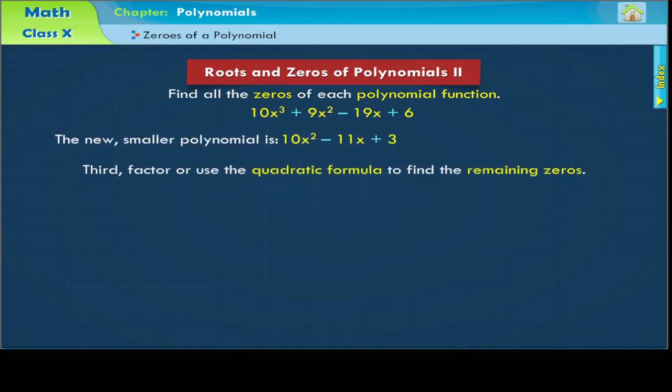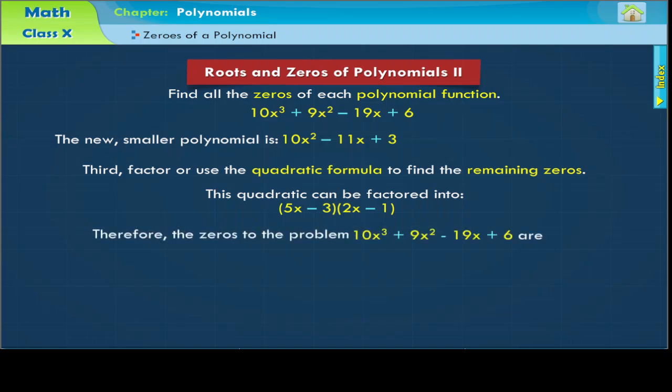Third, factor or use the quadratic formula to find the remaining zeros. This quadratic can be factored into 5x minus 3, 2x minus 1. Therefore, the zeros to the problem 10x cubed plus 9x squared minus 19x plus 6 are x is equal to -2, 3 by 5, 1 by 2.